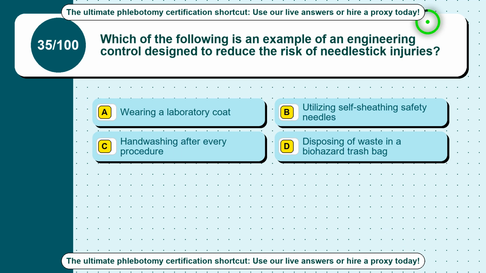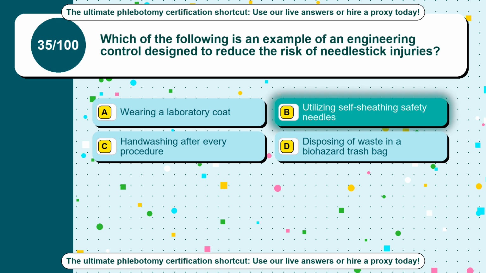Question 35. Which of the following is an example of an engineering control designed to reduce the risk of needle stick injuries? Option A. Wearing a laboratory coat. Option B. Utilizing self-sheathing safety needles. Option C. Hand washing after every procedure. Option D. Disposing of waste in a biohazard trash bag. The correct answer is option B.